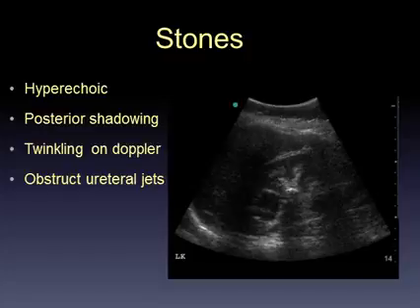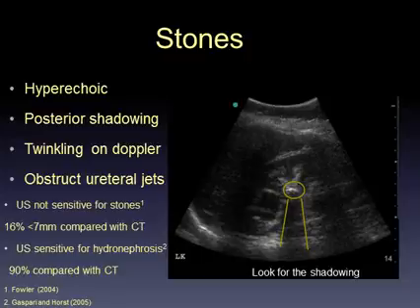For equivocal stones, we can look at a helper artifact called twinkling on the Doppler scan. We can also look for the flow of the ureteral jets as evidence for obstruction or lack of obstruction on one side. So there's a stone on this image. That's right, there it is. And we can see bright white with some element of shadowing behind it.